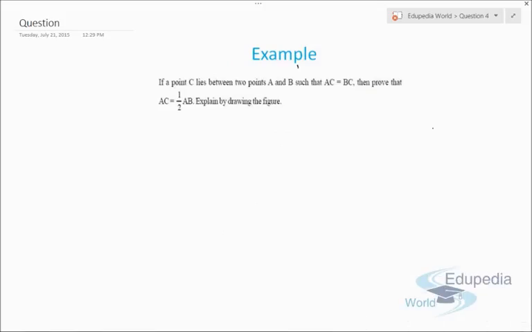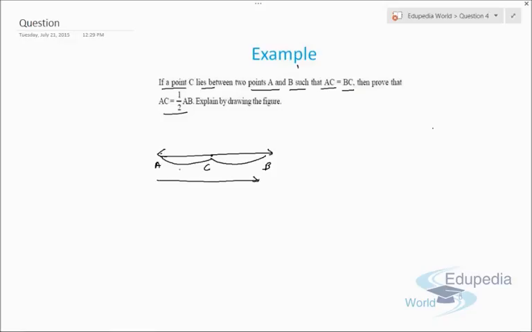Now let's discuss question number 4 of the video. The question says if a point C lies between 2 points A and B such that AC equals BC, then we have to prove that AC equals half of AB, and we have to explain everything by drawing a figure. Now suppose this is a line AB and this is a point C. Now if a point C lies in between the 2 points A and B such that AC equals BC, means this line is equal to this line, then we have to prove that AC is half of AB.